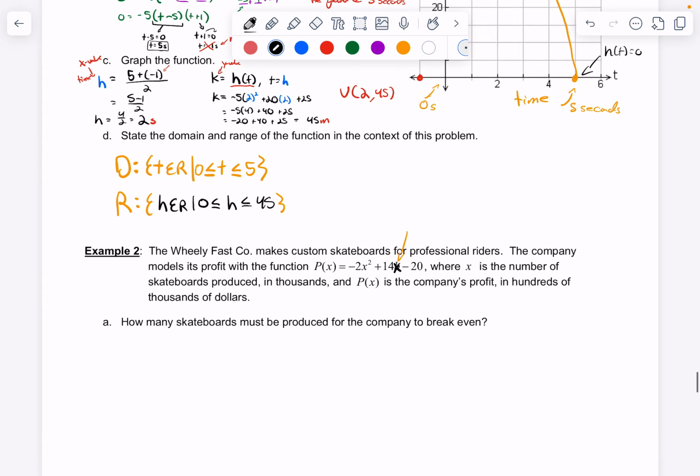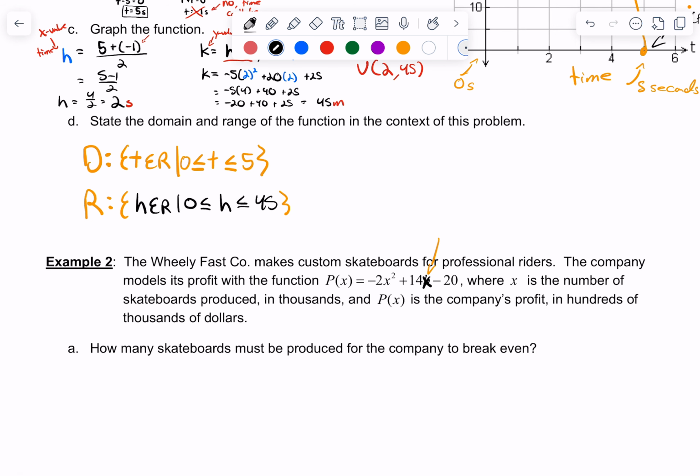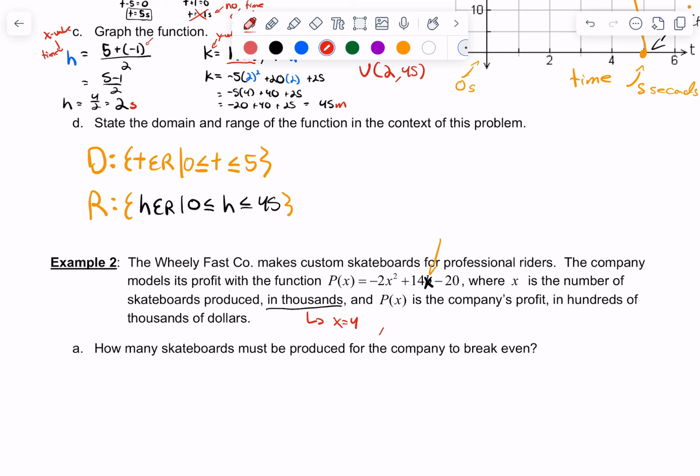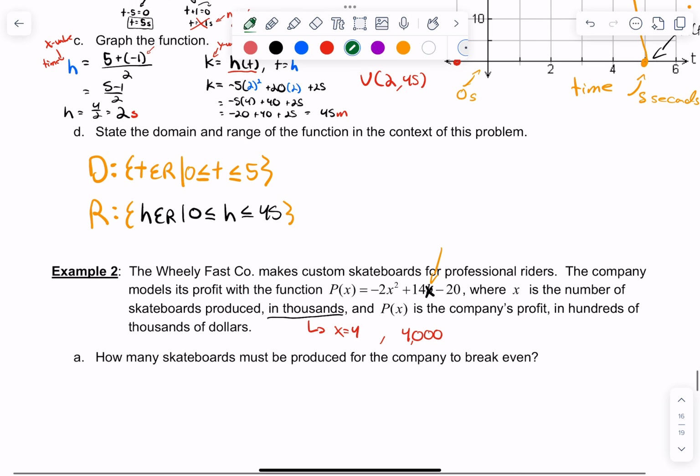All right, so what does this mean, where x is the number of skateboards produced in thousands? What that means is, let's say we solve this whole thing, and let's say we find a solution to be x equals 4. Well, what that means is you actually produce 4,000 skateboards, because x is measuring the number of skateboards produced, but in thousands. So you'll get 4 as a solution, but you have to understand that that is measuring actually 4 thousands. We just make the numbers smaller so it's easier to look at.